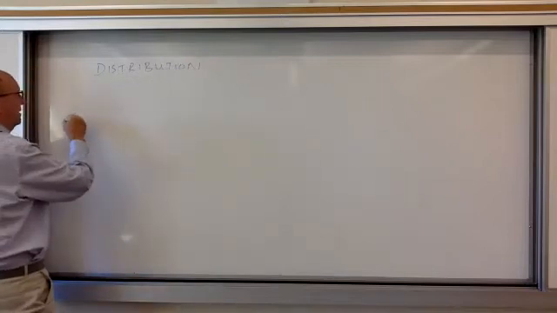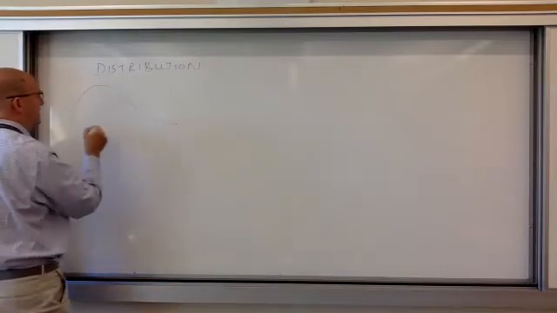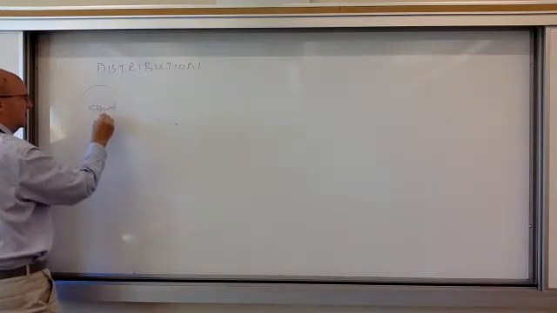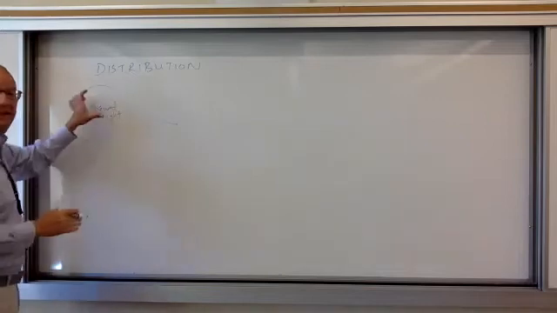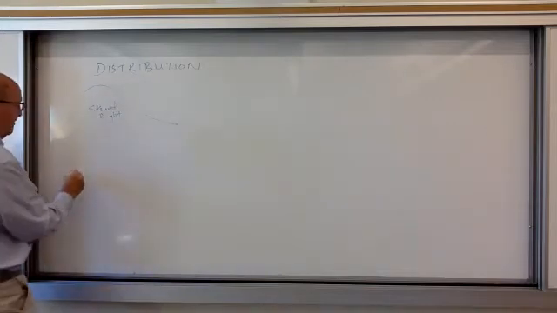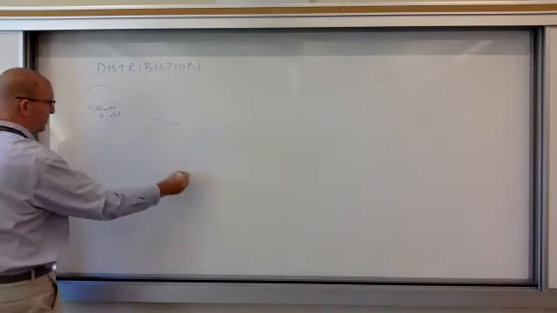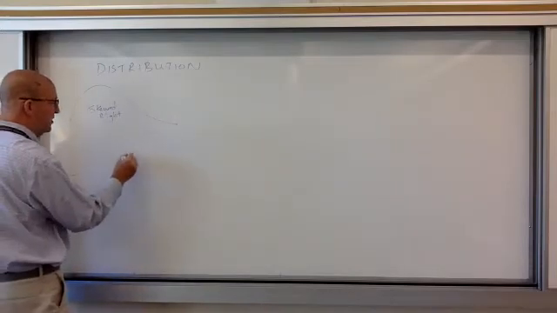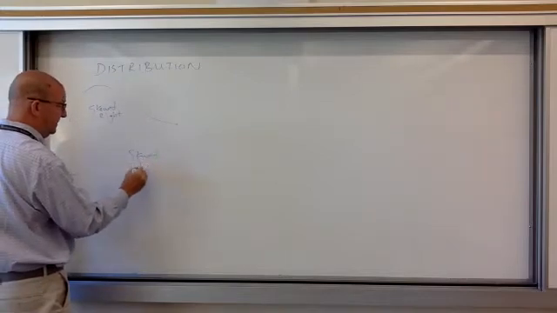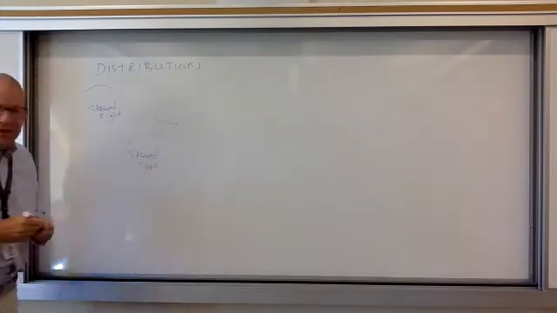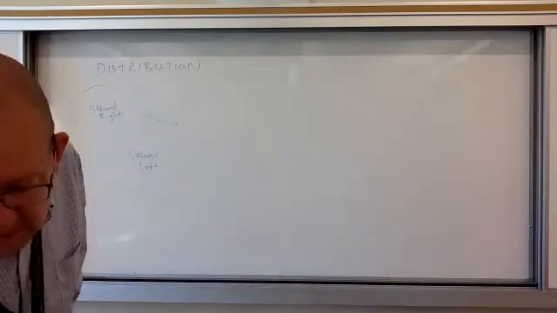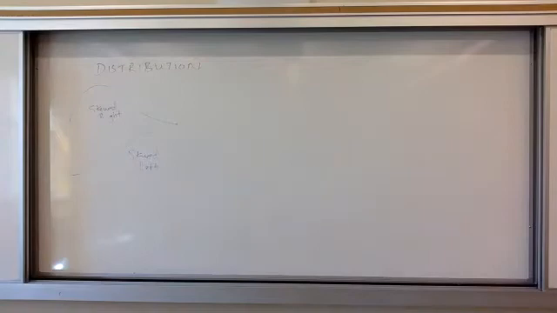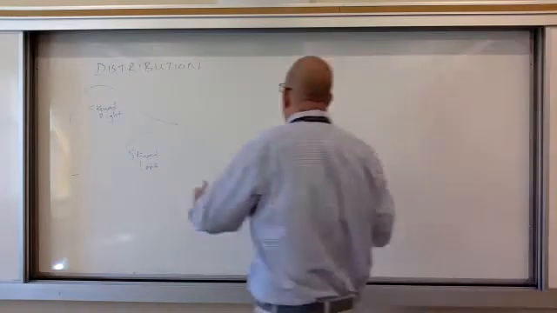We have skewed right, where most of our data is to the left. We have skewed left, where most of our data is to the right. And then we have really the most common type of curve, which is our symmetric distribution.